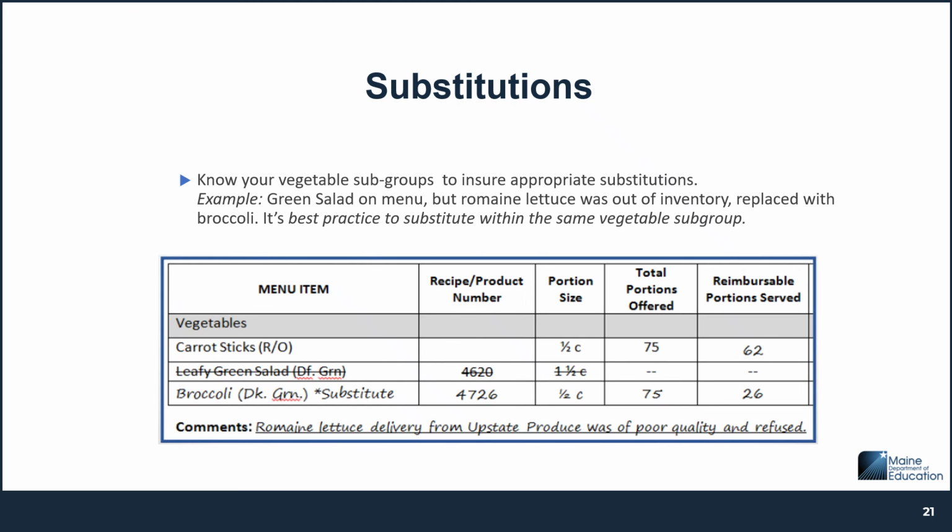Just a quick note about substitutions. If green salad with romaine lettuce is on the menu, but romaine is not available, it's best practice to substitute within the same vegetable subgroup. In this example, romaine was crossed out, broccoli, also from the dark green vegetable subgroup, was substituted, and a note was made in the comment section of the production record as to why the change was made.